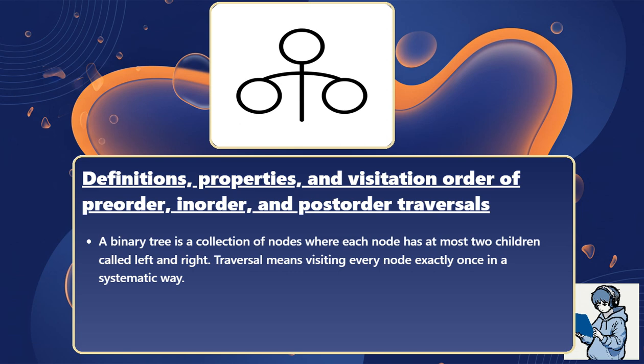A binary tree is a collection of nodes where each node has at most two children called left and right. Traversal means visiting every node exactly once in a systematic way.